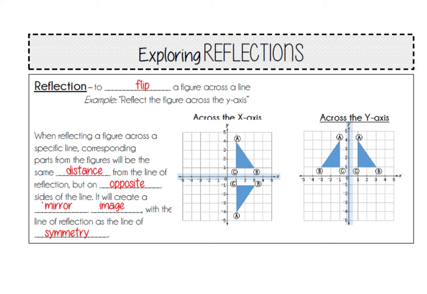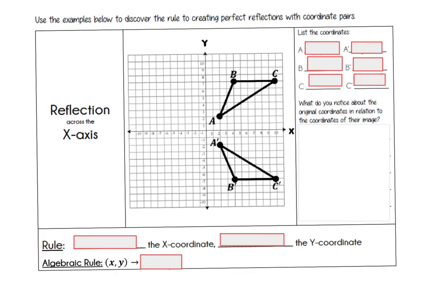So the figures will be the same distance from the line, but on opposite sides of it, it will create a mirror image. And the line of reflection is the line of symmetry between the two figures. In this particular case, we have taken the triangle ABC, just like we did in the example from the book, and we are reflecting it across the x-axis. All right, so that's right here.